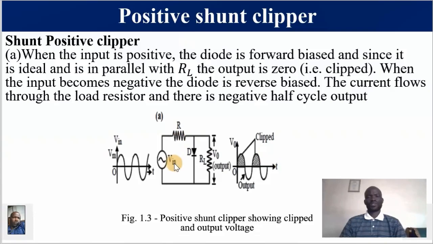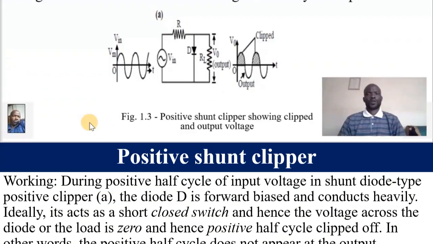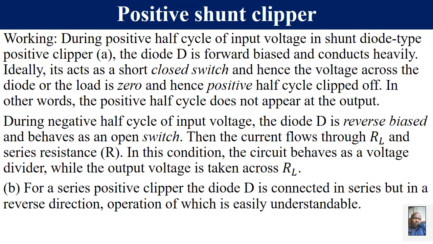When the input becomes negative, this diode is reverse biased. Hence, all our current is going to flow through R and through RL. So it means we are going to have an output. Hence, the output is therefore the negative half cycles. That's the way this thing operates, and you must be able to explain it as I've done, or even better. I've gone through the operation of a positive shunt clipper in the previous diagram. Go through it and see if it agrees with what I have explained.